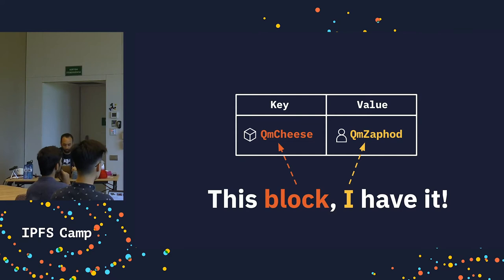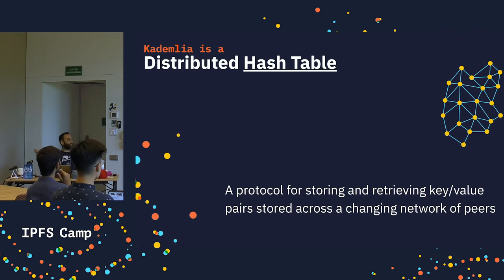Just to get us all on the same page with definitions, Kademlia is a distributed hash table. A table where the keys are hashes, or in our case, CIDs, is known as a hash table. A distributed hash table, or DHT, gives us a way to split that table across all the peers. So the mental image is lots of small tables instead of one big table.